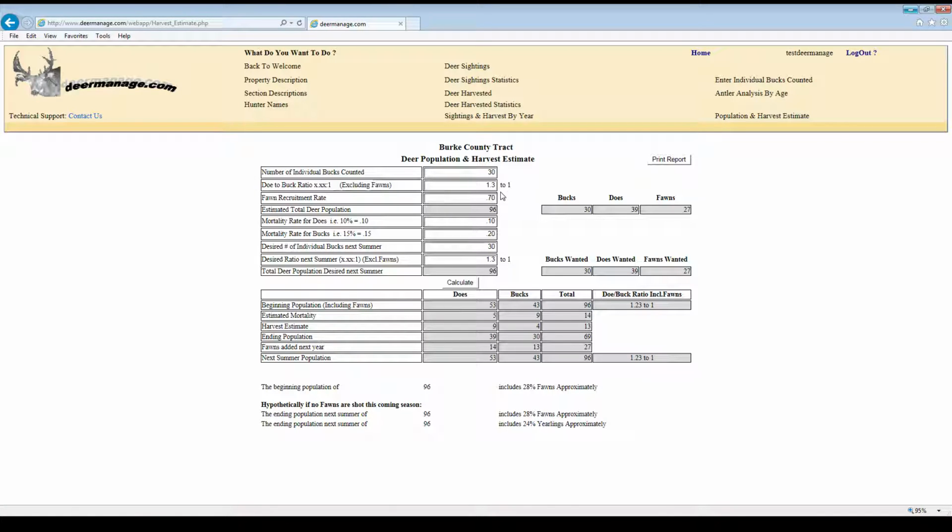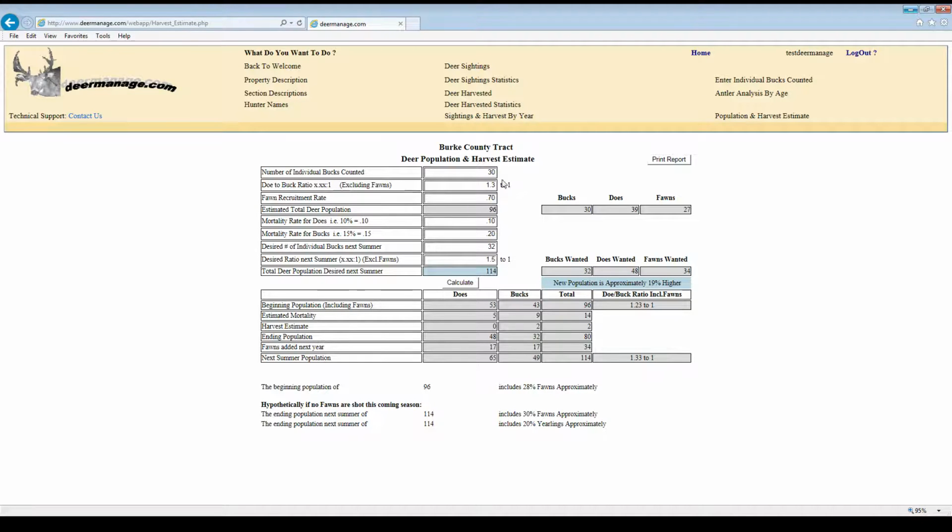So now here's the cool thing about this. Let's say, for example, that we're not happy with our deer population. We're not at our carrying capacity. So what we could do is go in there and say, okay, instead of 30 bucks, let's increase our population to 32 bucks. And let's bring it up to, let's say, 1.5 to 1 doe to buck ratio, and let's click on calculate.